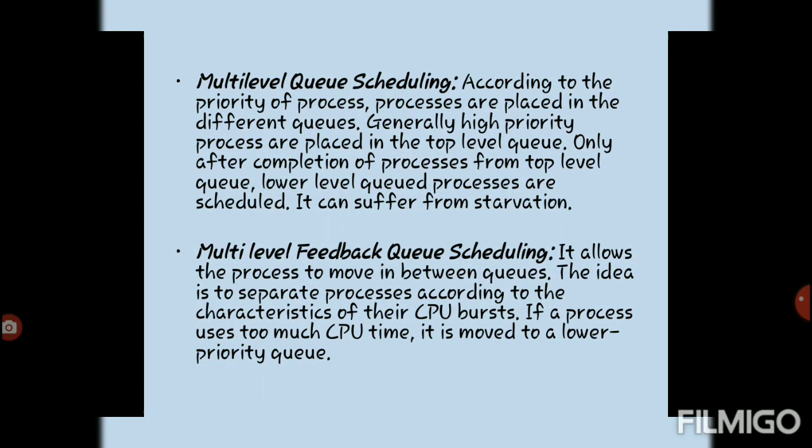Then multi-level feedback queue scheduling. The feedback queue works according to the CPU burst time. If a process uses too much time of the CPU, it is moved to a lower priority queue, and if a process is using less time of the CPU, it moves to the front. So that is called multi-level feedback queue.